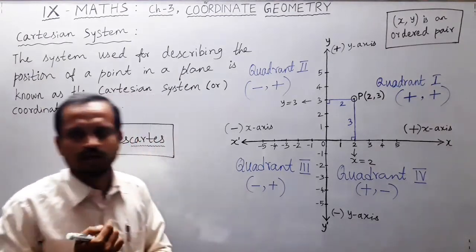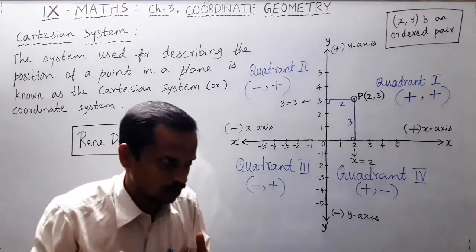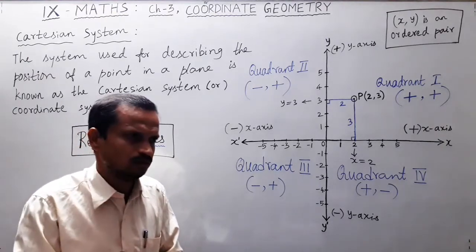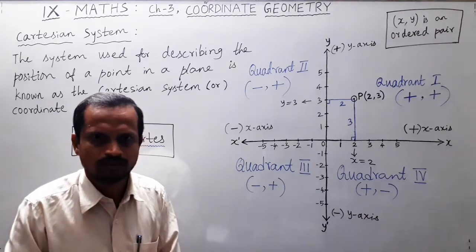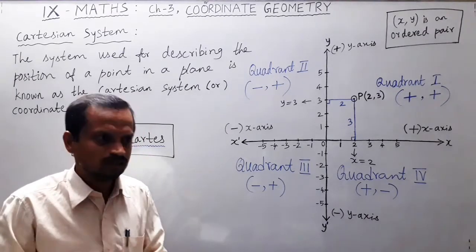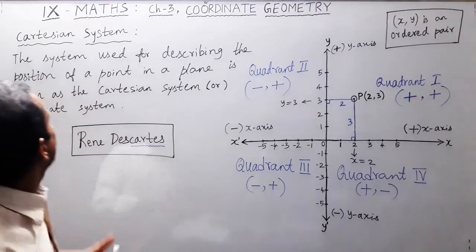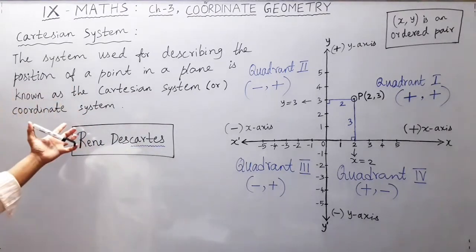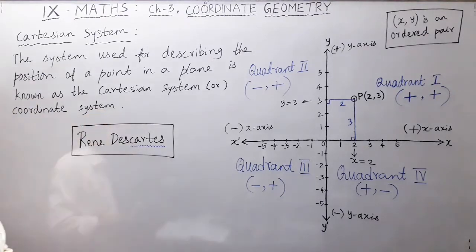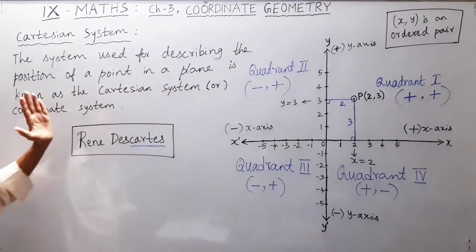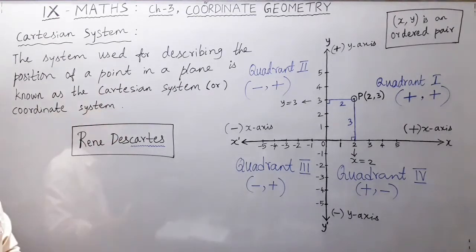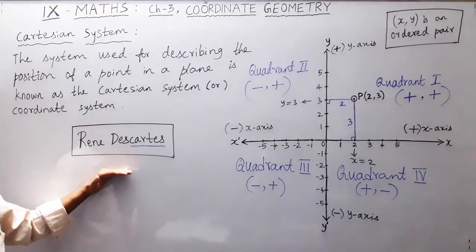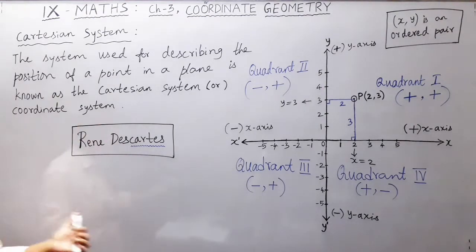I told you what is coordinate geometry: the development of geometrical ideas to measure any geometrical concept using coordinates. So that is called coordinate geometry, and here the Cartesian system is used. What is the coordinate or Cartesian system? The system used for describing the position of a point in the plane is known as the Cartesian system. René Descartes is the great mathematician who initiated this and introduced this concept.